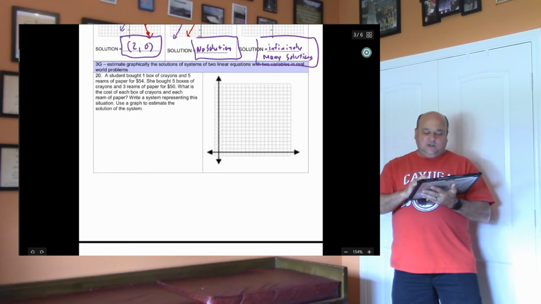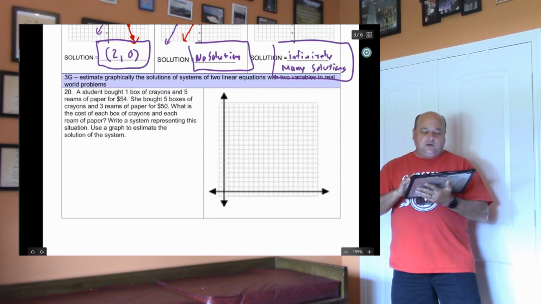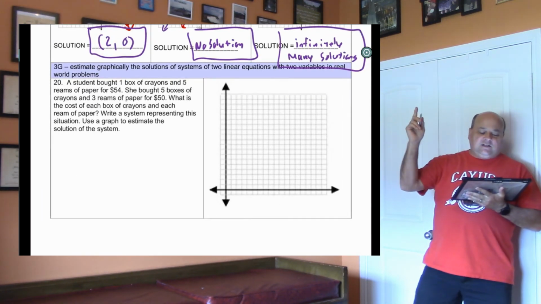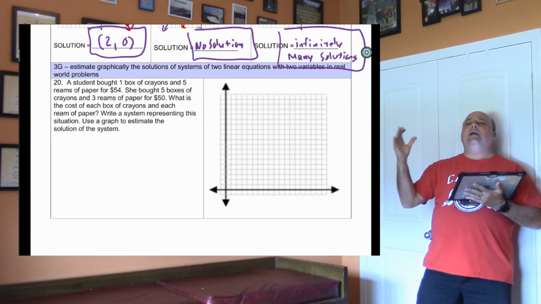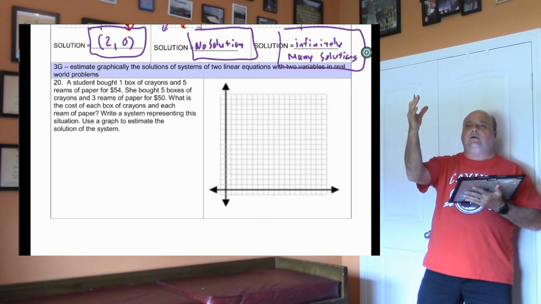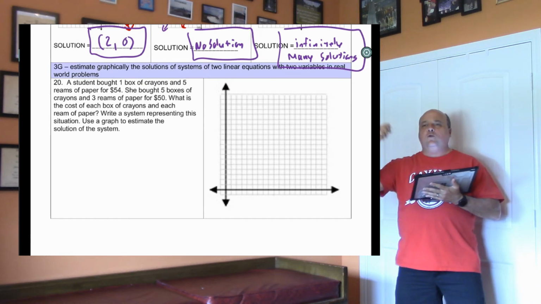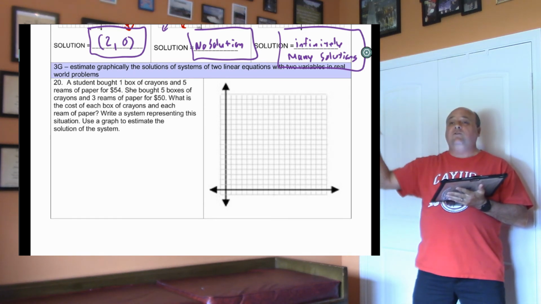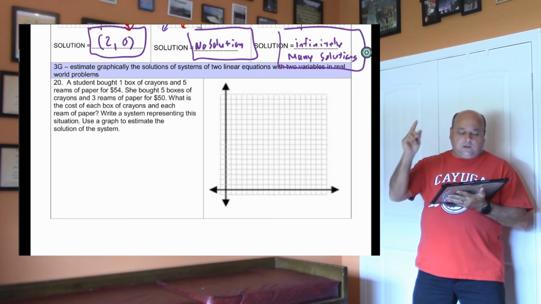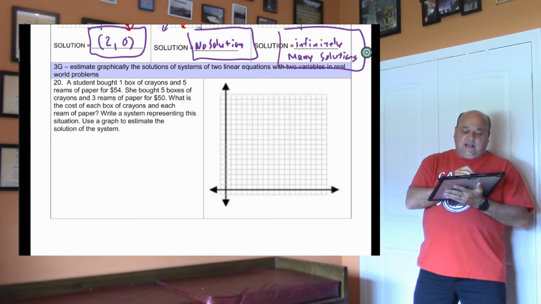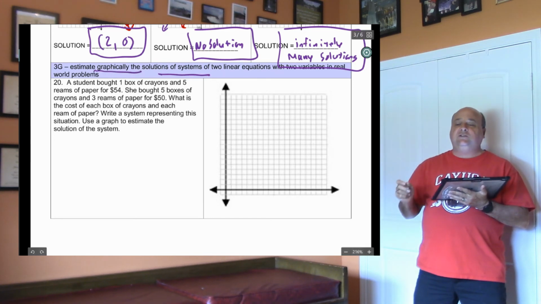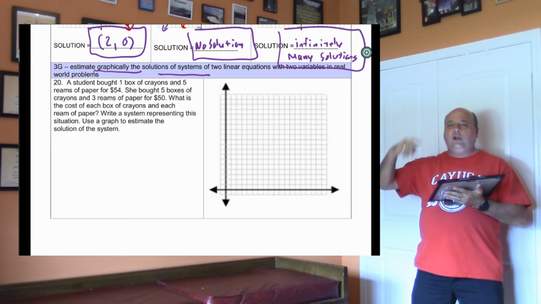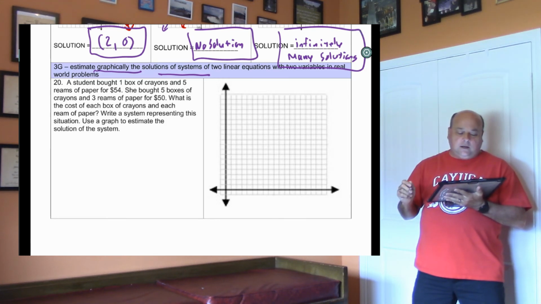Okay, and I'm going to do this one for you. This is the last one we're going to do today. Okay, estimate graphically the solution. I'm not going to just plug this into the calculator, okay? So we're going to get the equations and use the calculator. On the STAR test, it will give you the graph. It's not going to make you graph it, okay? So notice it says estimate graphically the solution of systems. Just generate the equations and I will show you how to use a calculator, okay?